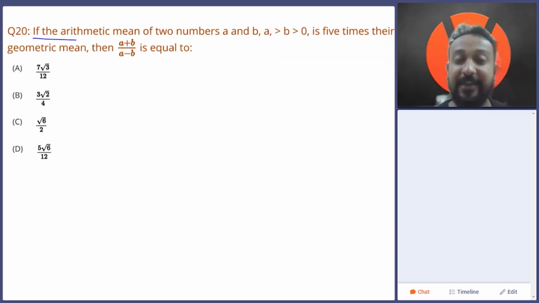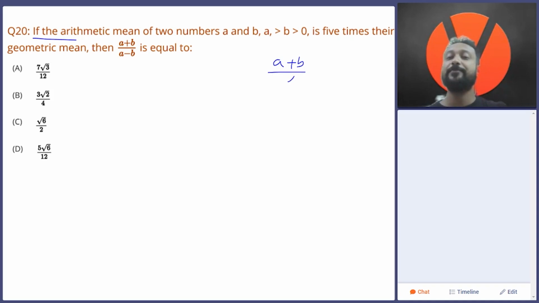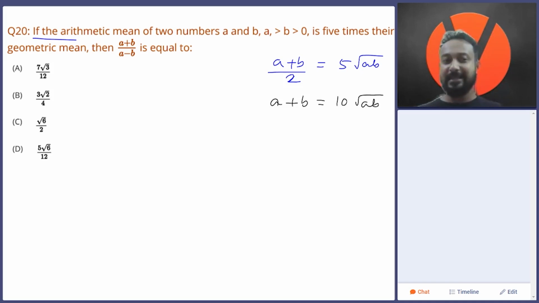Next says, if the arithmetic mean of two numbers A and B, where A, B are positive, is 5 times the geometric mean. Arithmetic mean of two numbers means A plus B by 2. That is equal to 5 times the geometric mean, 5 times root AB. So A plus B can be written as 10 times root AB. This much information we got. Then they're asking, what is A plus B by A minus B?